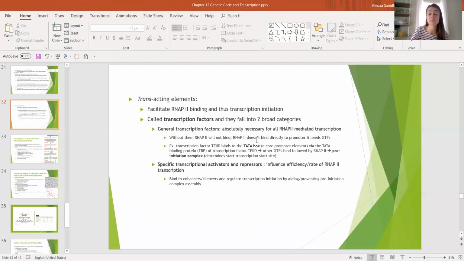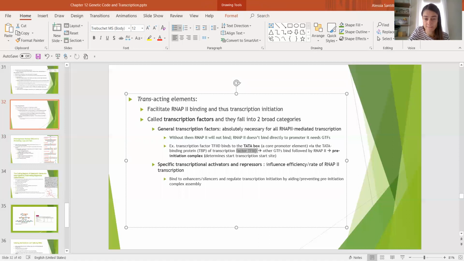In order for RNA polymerase 2 to bind directly to the promoter, it needs to first have a specific transcription factor, transcription factor 2D, which has a TATA binding protein. It has a TATA binding domain on it. So a part of it is going to bind to the TATA box, that -30 sequence.